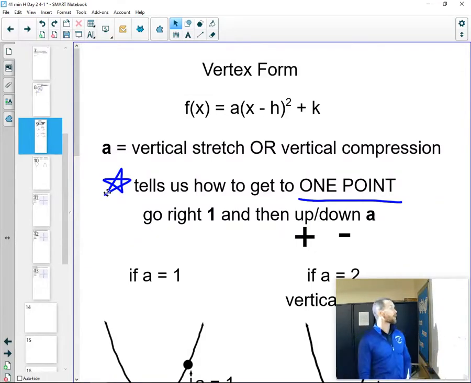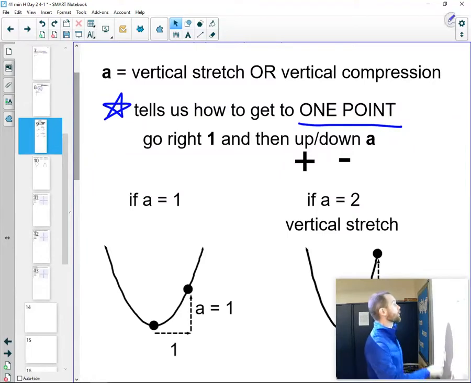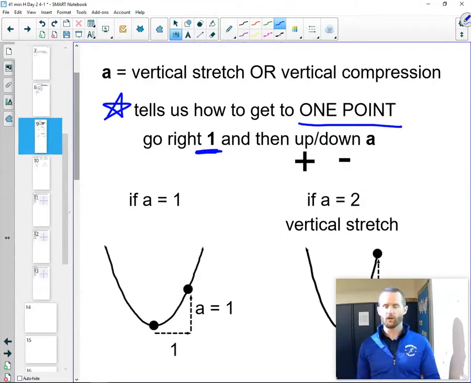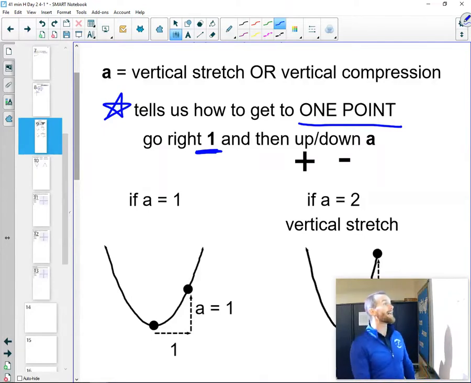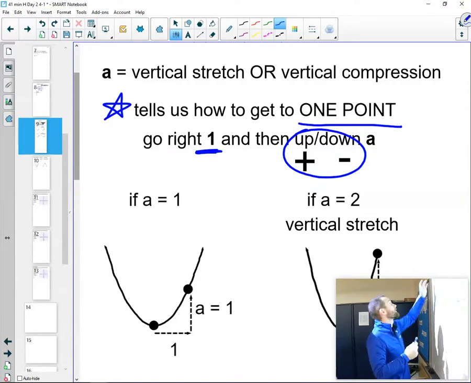It gets us to only 1 point. And then when we get to that point, if we go right 1, we always go right 1. I don't care what the a value is. We start from the vertex and go right 1, and then we either go up or down, depending on whether it's positive or negative, whatever a is.